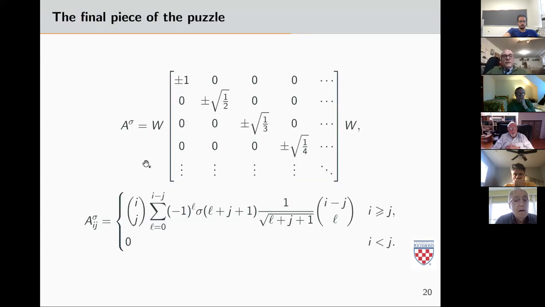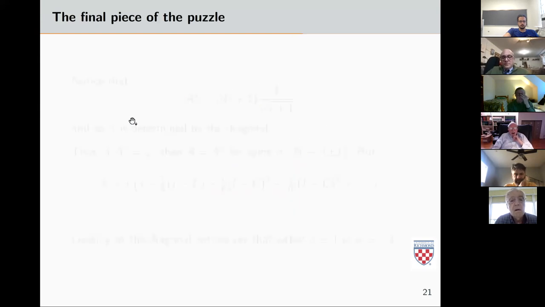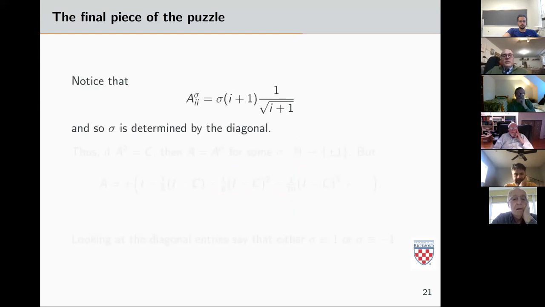Do you remember A sigma was this formula here, and I just need to figure out the signs. Well, the sign, if you look at the diagonal, is determined on the diagonal. So this is a positive number, so if I want to know the choice of sign, I look at the diagonal entries of these A sigmas.